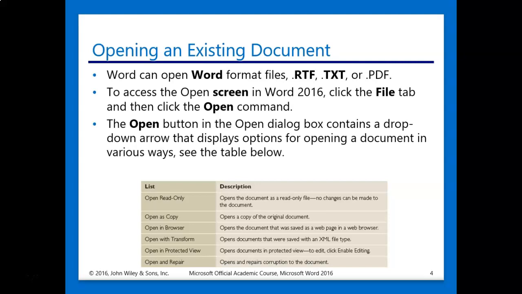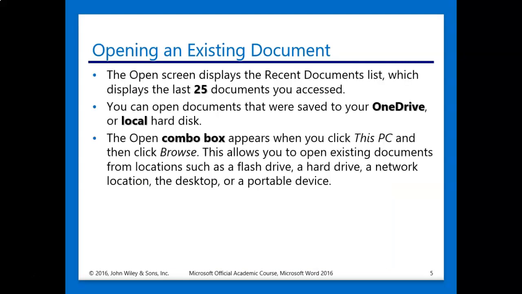You can open a document as open read only, so that you won't be able to make changes to the document. You can open it as a copy, just like in Google Docs. It'll open a copy where you'll be able to make changes and not change the original document. Open it in a browser, if it was saved as a web page. Open it with Transform, which is like an XML file type, and you'll learn more about that throughout the year. Open in Protected View, and then open and repair if the document has been corrupted.